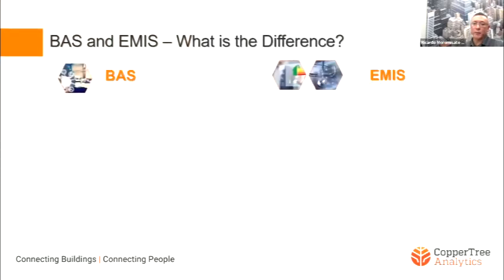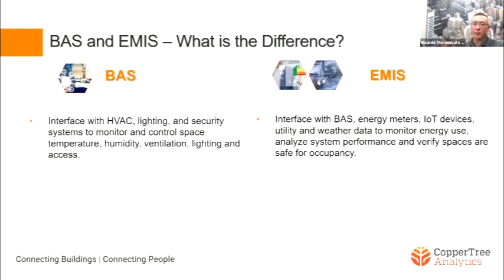What's the difference between building automation systems and energy management and information systems? We get that a lot. And to clear up some of the confusion, let's look at the differences between these two very important platforms. First of all, from the point of view of role, BAS platforms interface with HVAC, lighting, and security systems to monitor and control space temperature, humidity, ventilation, lighting, and so on. Whereas EMIS interface with building automation systems, energy meters, IoT devices, utility and weather data to monitor energy use.